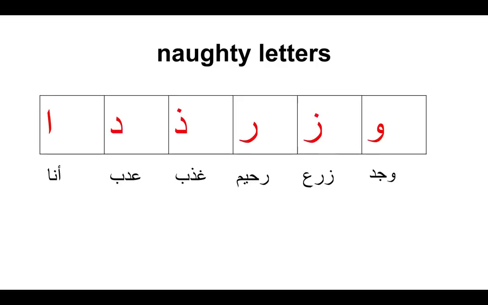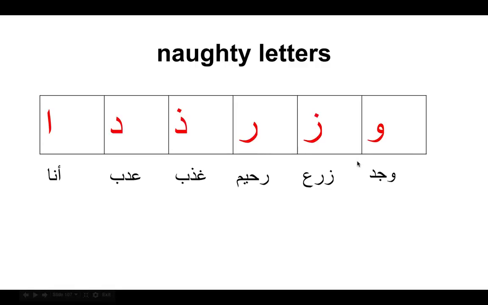So what are those letters? Those letters are here. They are Waw, Za, Ra, Dal, Dal, and Alif. If you see here, for example, a Waw doesn't attach to anything. It is written separately. Wajada, Zara'a. But if you see here, Ha, Ya, Mim, they all join together. But when Ra comes, it stops. Rahim, Ghadab, Dal is not attached to Ba, it is written separately. So those are called naughty letters, which you need to remember.